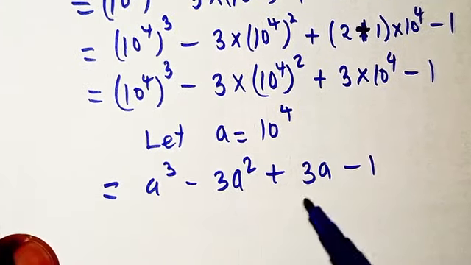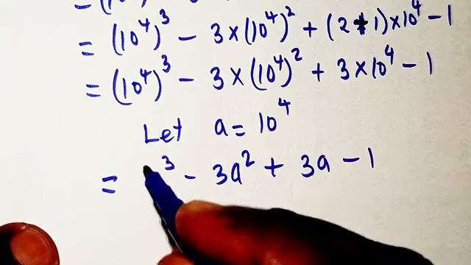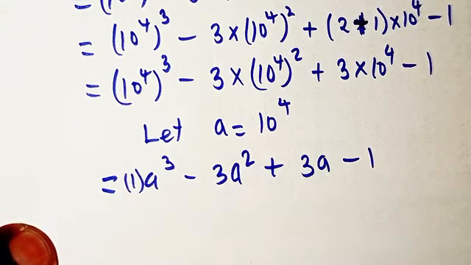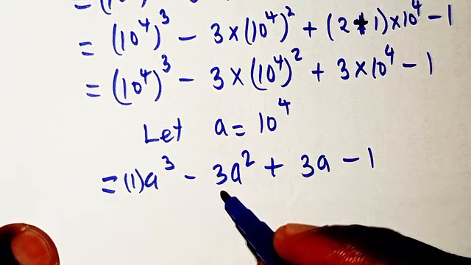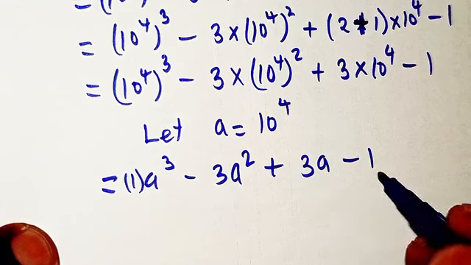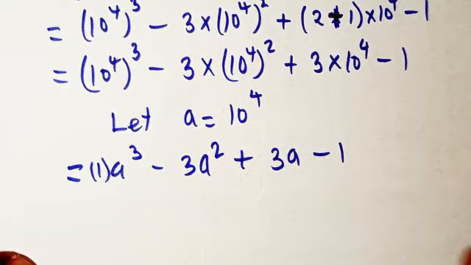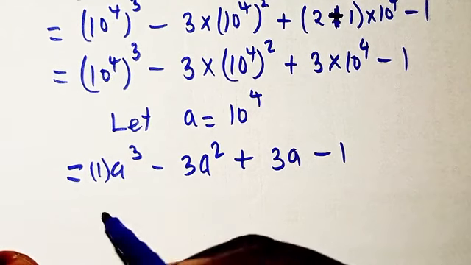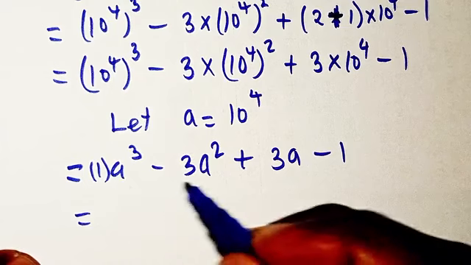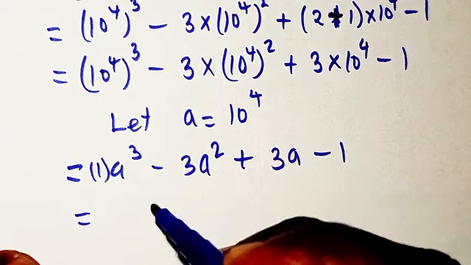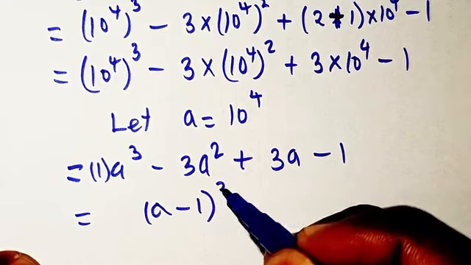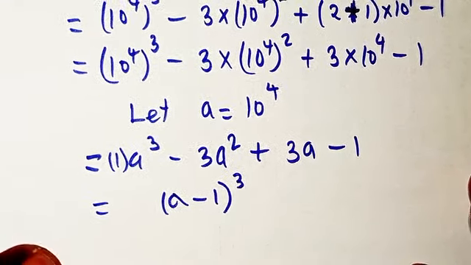So now when you look at this, look at the coefficient here. The coefficient here is what? It is 1, it is hidden, right? We have the coefficient here is 3. We have 3 here and we have 1 here. Which is the same thing as having, if you factorize this one, it can be written as A minus 1 to the power of 3.